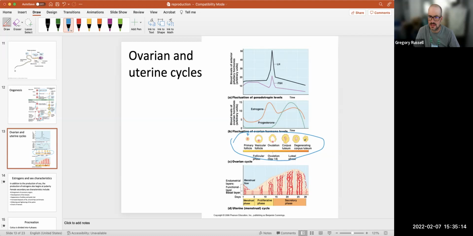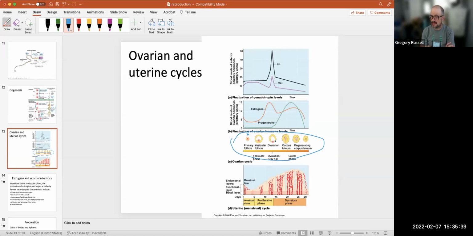Corpus albicans means white body. Corpus luteum means yellow body. And this phase, where we see that primary follicle going through all of this, is approximately 28 days long, with ovulation occurring approximately on day 14. Okay. So that's all fine and good, but we also have to look at what's happening in the uterus as well.